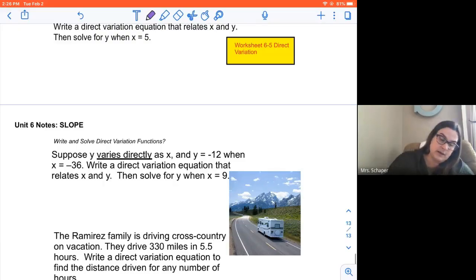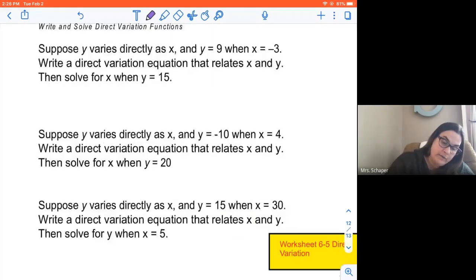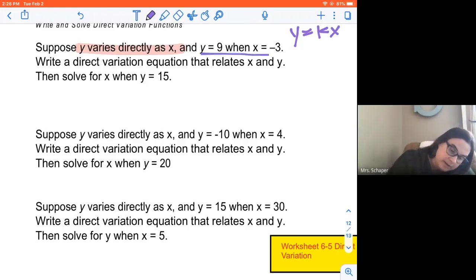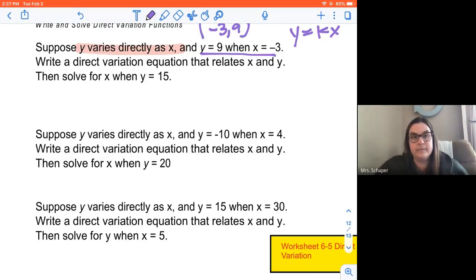So we're going to suppose that y varies directly as x. The first thing I'm going to do is write down y equals kx. Next, step 2, I need to come up with a point other than 0, 0. That point is going to be -3, 9, because that's what it's giving me.